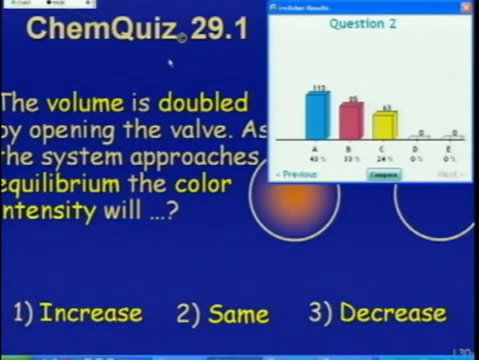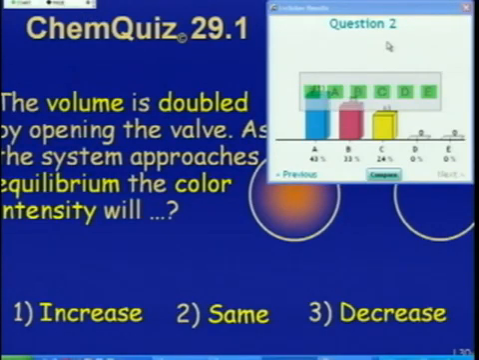Not funny, huh? So 113 of you say it increases. 185 said, I really don't know what he wants from me. 163, 85 say it stays the same. And 63 say it will decrease, okay?